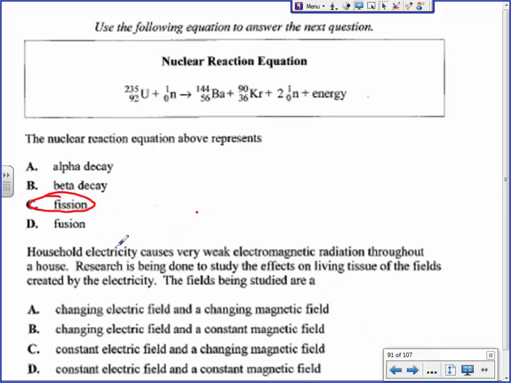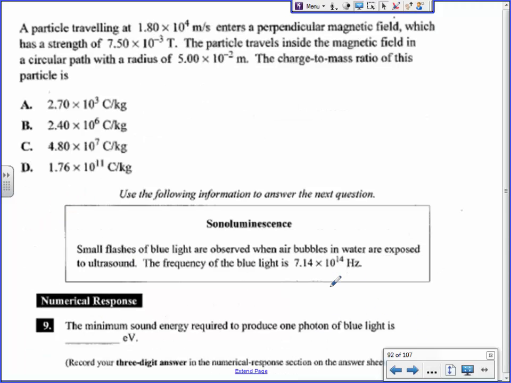Okay, here's another one. Household electricity causes very weak electromagnetic radiation throughout your house. I mean, just by having the lights on, there's EMR being produced. Why? Well, there's a changing electric field, which then causes a changing magnetic field, which then causes a changing electric field, which then causes a changing magnetic field. Anyways, can you guys see where I'm going with this? There's a lot of theory questions. Not necessarily a lot of math as we get forward here. There definitely can be some, but not necessarily a lot.